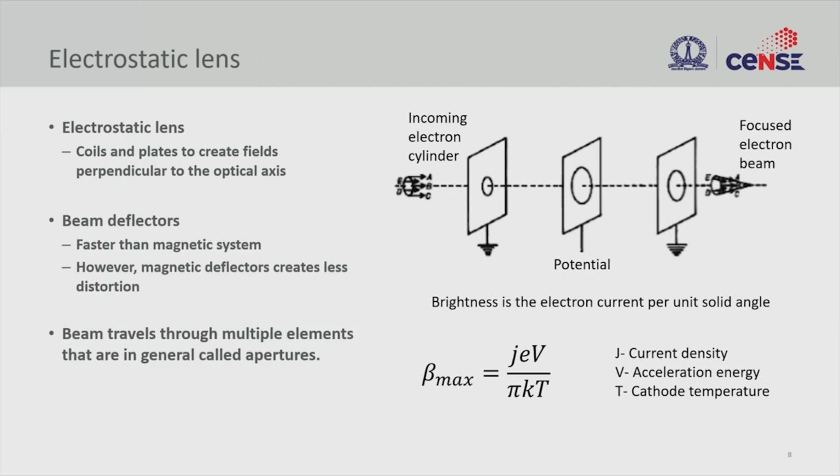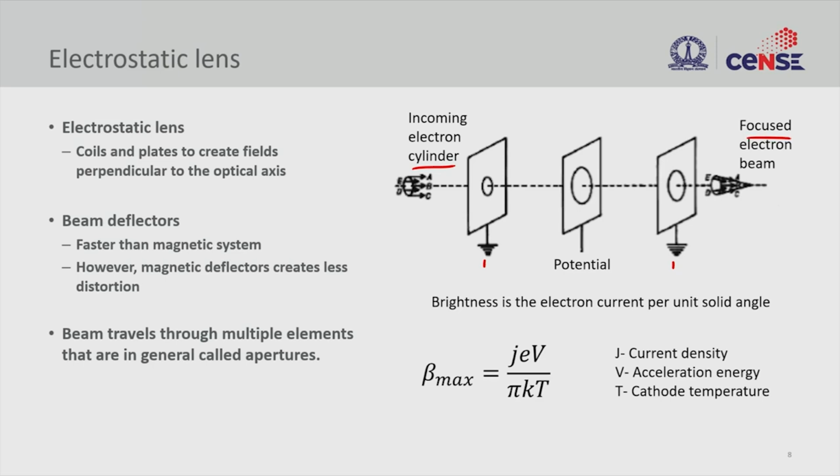The next thing is the electrostatic lens. We saw magnetic; electrostatic lenses are slightly simpler to implement, primarily done using coils and plates. When a cylindrical electron beam comes in, it will normally go through three plates. Most of the time these are all integrated, where the middle plate is energized, at a certain potential, while the first plate and the third plate are grounded. Through this lens system, by applying various voltages, we should be able to convert a cylindrical beam to a focused electron beam.